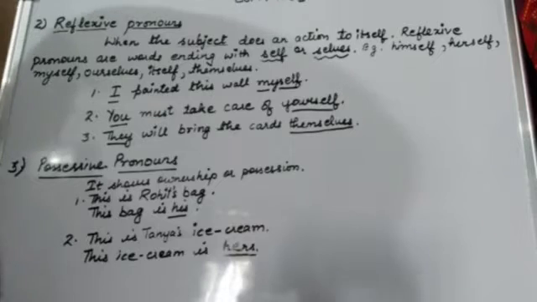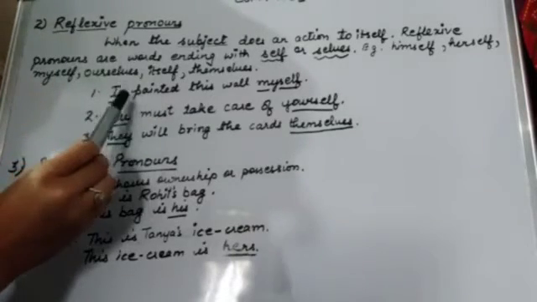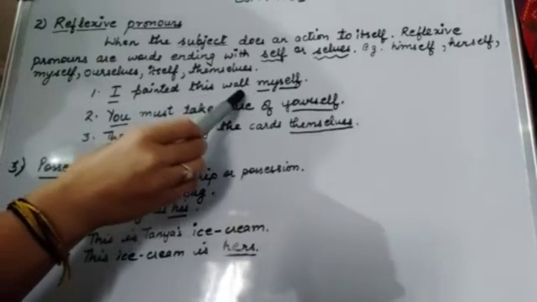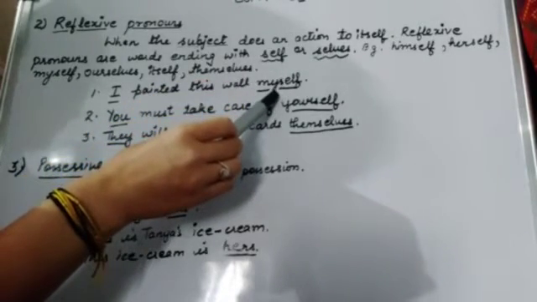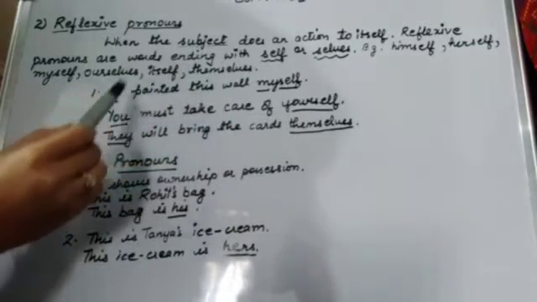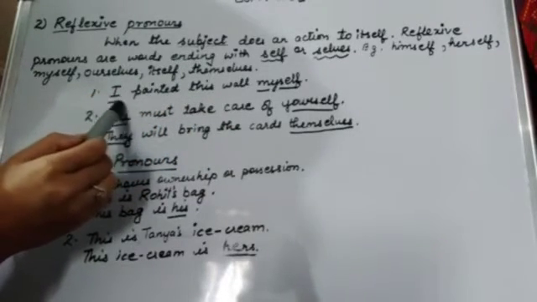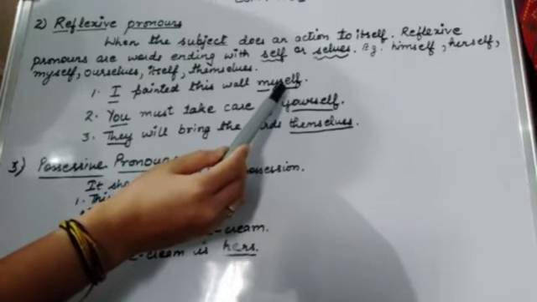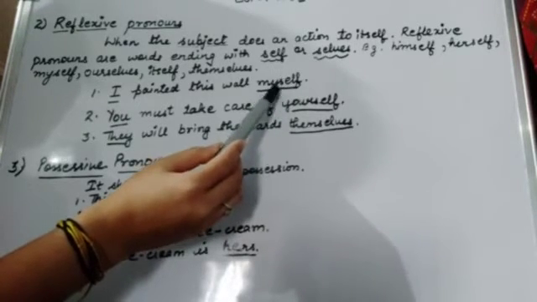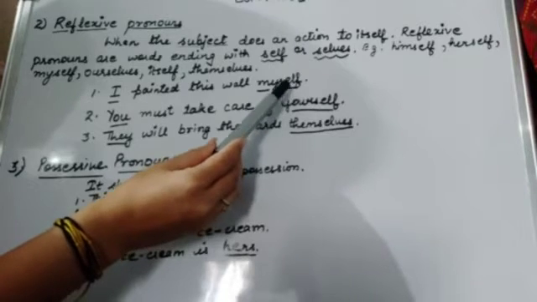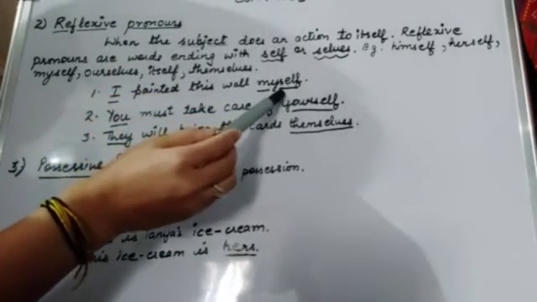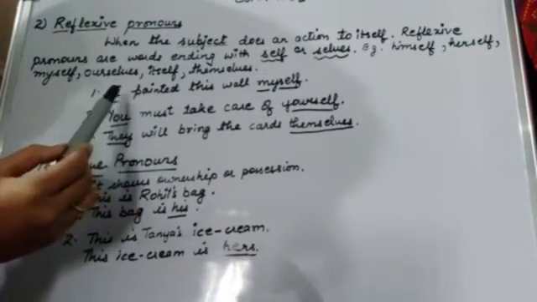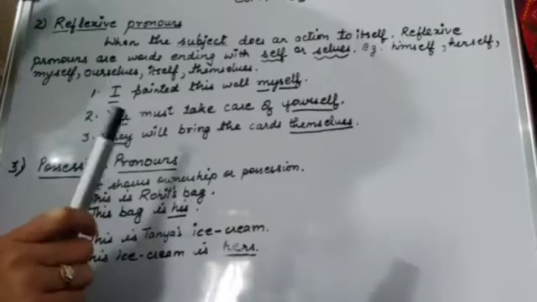Okay. Now class, let's take an example. I painted this wall myself. Now who is the doer of the action? I am the doer of the action. The word ending with self is your reflexive pronoun. So here myself is your reflexive pronoun. Here you can see myself refers back to the noun. I is the first person.